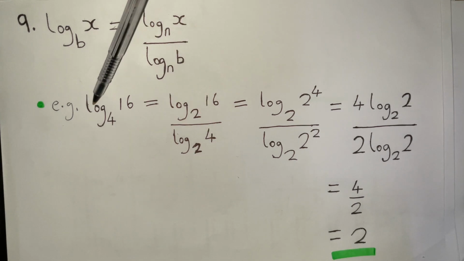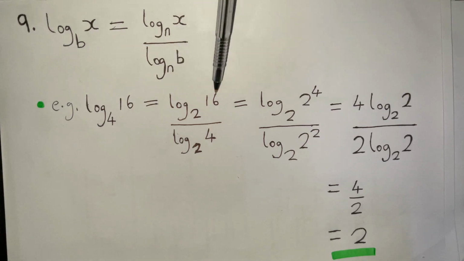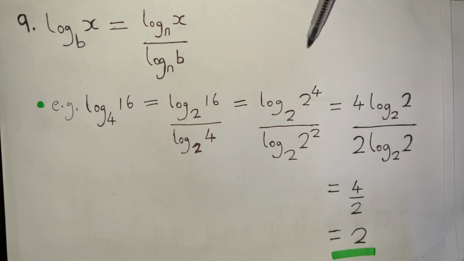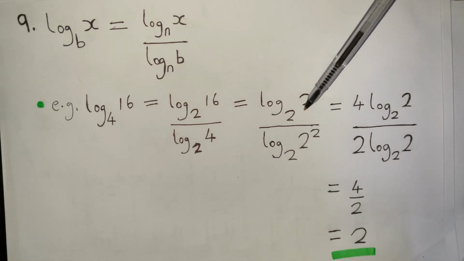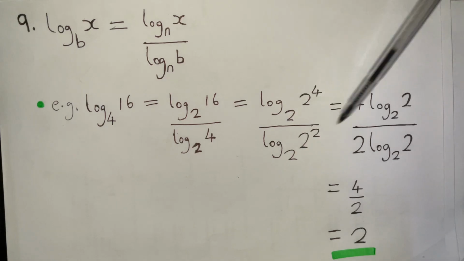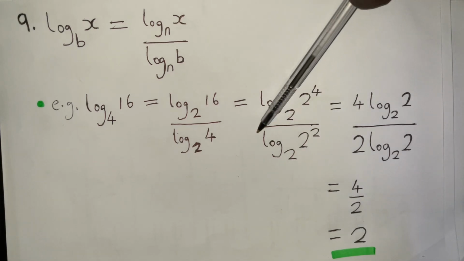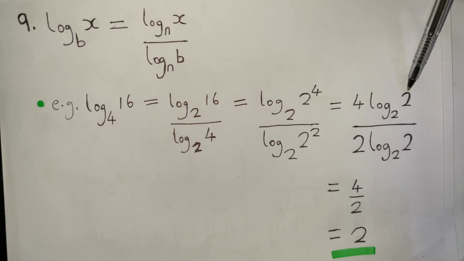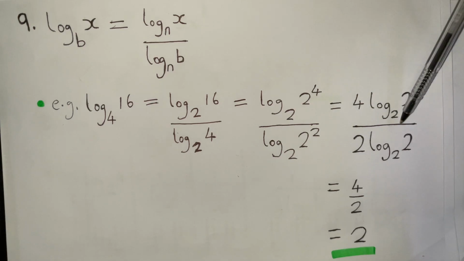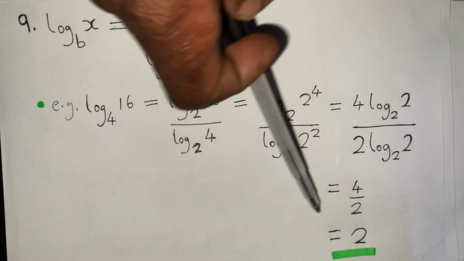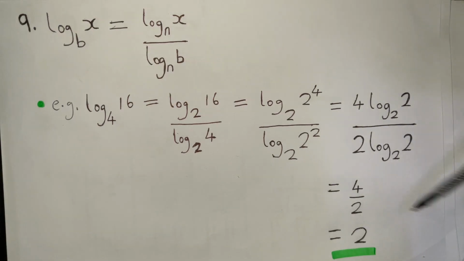So log of 16 to base 4 equals log of 16 to base 2 divided by log of 4 to base 2, like this. Which is equal to log of 2 to the power 4 to base 2 over log of 2 to the power 2 to base 2. Applying the previous laws, these powers will go right here. So it becomes 4 log of 2 to base 2 over 2 log of 2 to base 2, and this one is 1, this one is 1. So finally it will be 4 over 2.